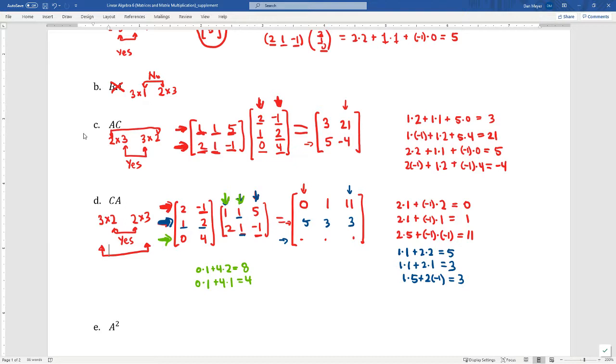And then the very last entry we need here in our third row, third column, take the third row of C times the third column of A. That'd be 0 times 5 plus 4 times -1 gives you -4.